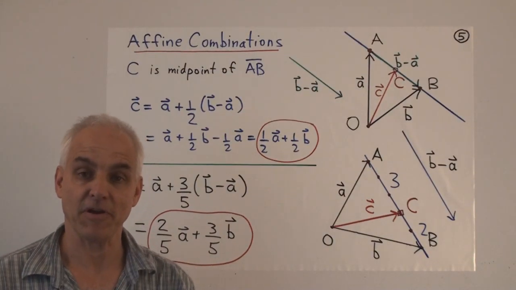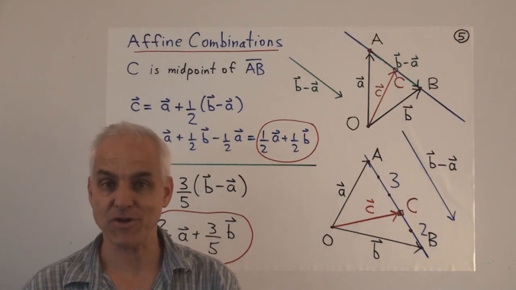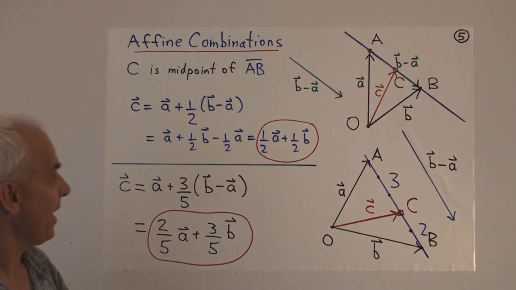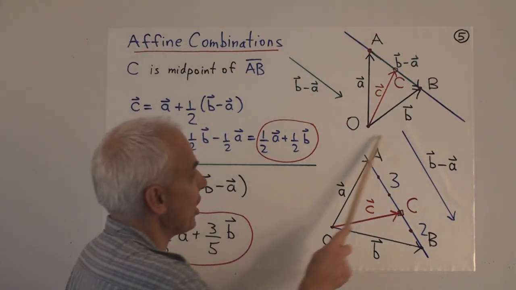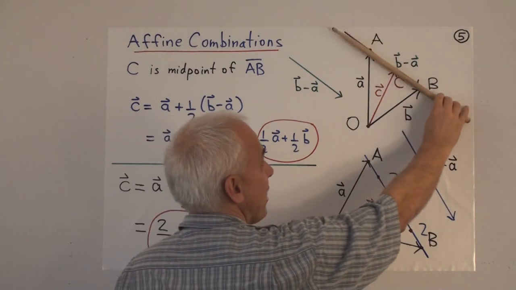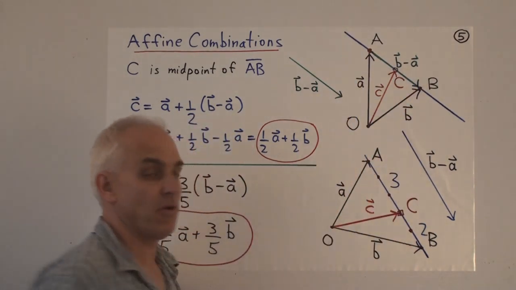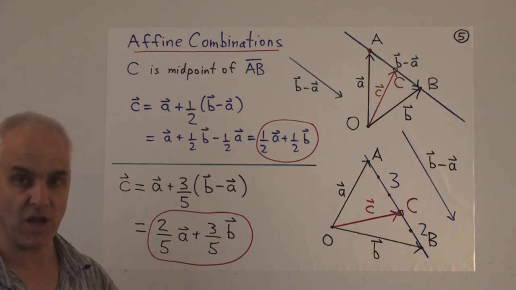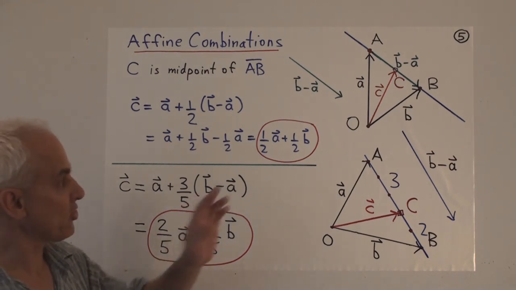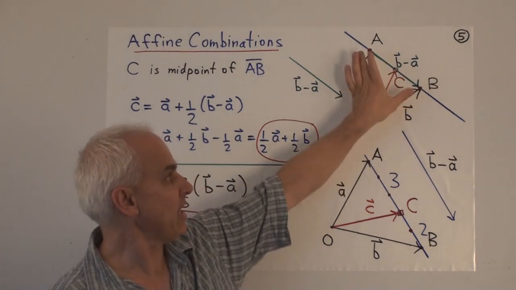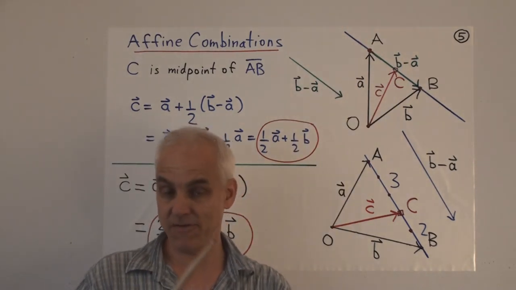Now let's talk about a very important idea of affine combinations. That concerns a situation like this, where we have a line that we're interested in. We have 2 points on that line, A and B, and we think of those points as sort of reference points on the line. And we would like to describe other points on the line in terms of the 2 given reference points.